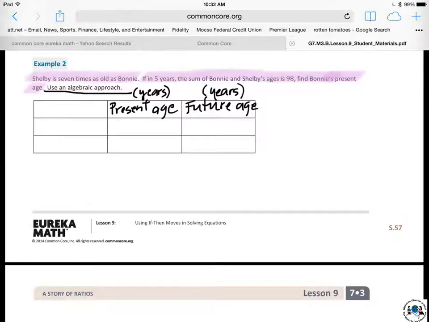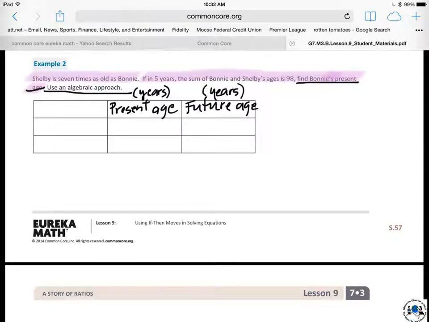So this example too: Shelby is 7 times as old as Bonnie. If in 5 years the sum of Bonnie and Shelby's ages is 98, find Bonnie's present age. So we're trying to solve for Bonnie's present age. Use an algebraic approach.